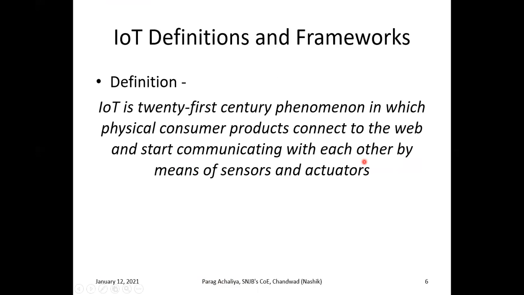So in this definition, yesterday we saw that the physical consumer products are connected with the web and they start communicating with each other by means of various sensors and actuators. So if you remember this video, in that video, what happened? Just see one by one cases.